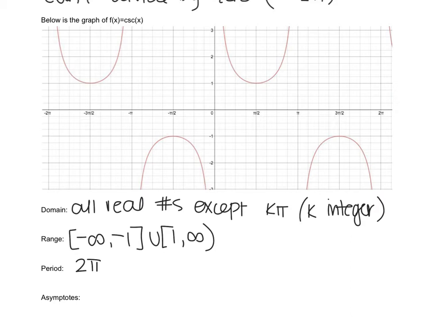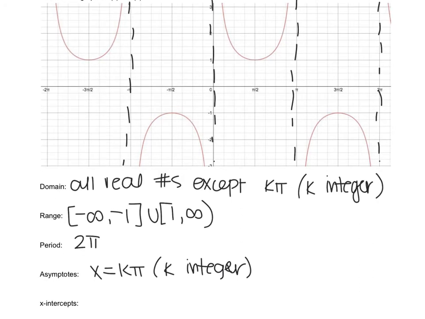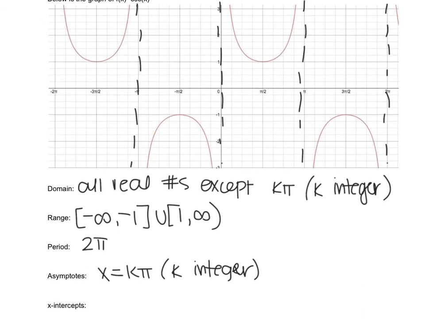As we can see from the graph, it also has asymptotes. We draw them. They appear at multiples of pi, so they're going to be at x equals k pi, where again k is an integer. And lastly, we look at the x-intercepts. If we look at the graph of cosecant, we can see that the graph never crosses the x-axis, so we're not going to have any. So we're going to put none.